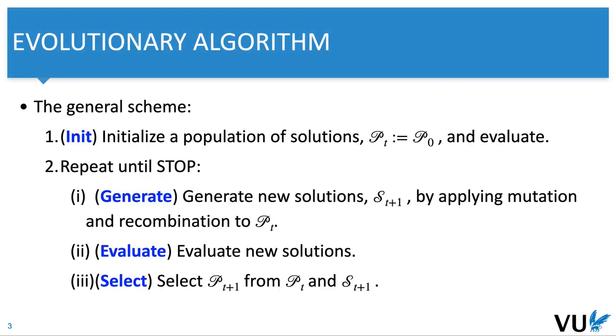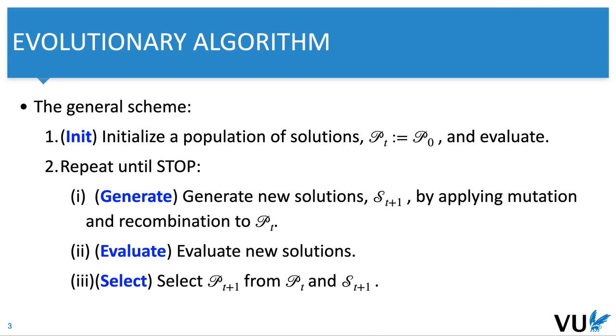So in general, the evolutionary algorithm general scheme is the following. Let's repeat it again. We start with some population of candidate solutions, and we evaluate all points. Then we repeat in a loop 3 steps. First, we generate new solutions by applying mutation and recombination to our population. Then we evaluate new candidate solutions. This is the evaluation step. And then the selection step is that we select from possibly the old population and new candidate solutions. We select a new population.